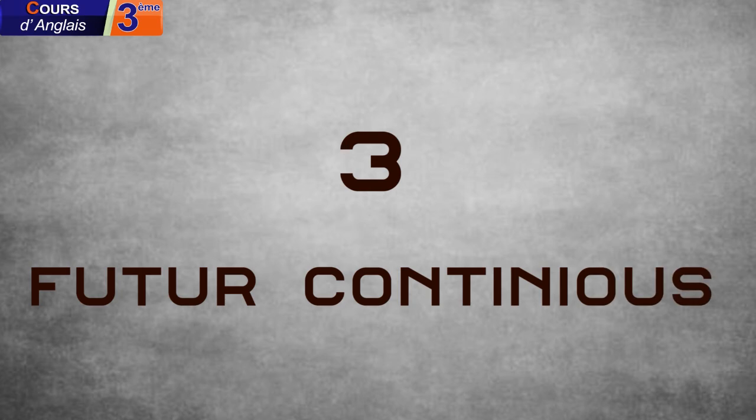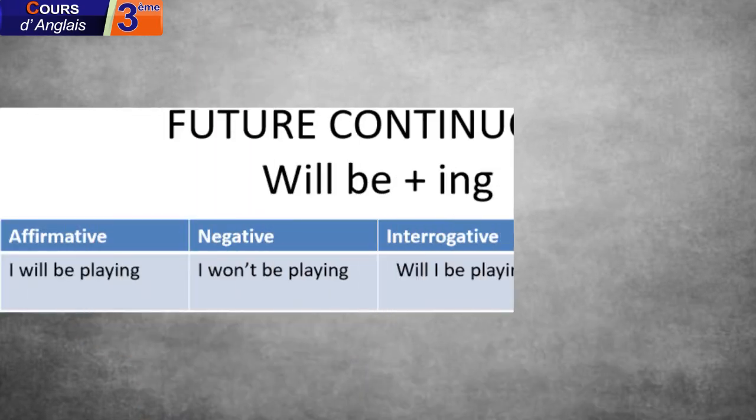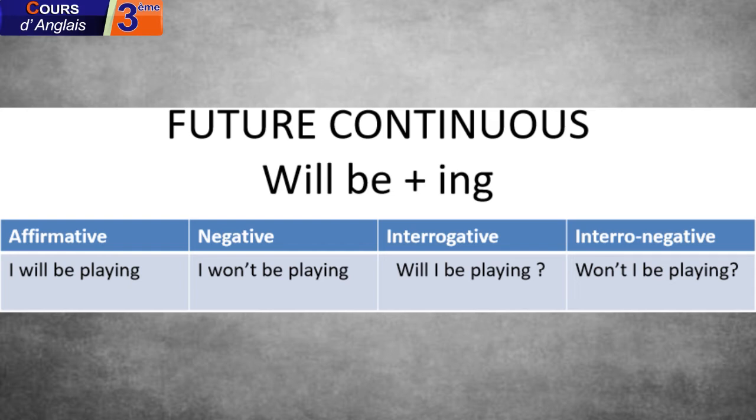Now, let's see the last tense, which is the future continuous tense. Here, the formula is will be plus verb plus ing. Now, I'm going to show you the different forms. In the affirmative form, you will say, I will be playing. You will be playing. There is no change. So it's the same thing for the rest of the pronouns.